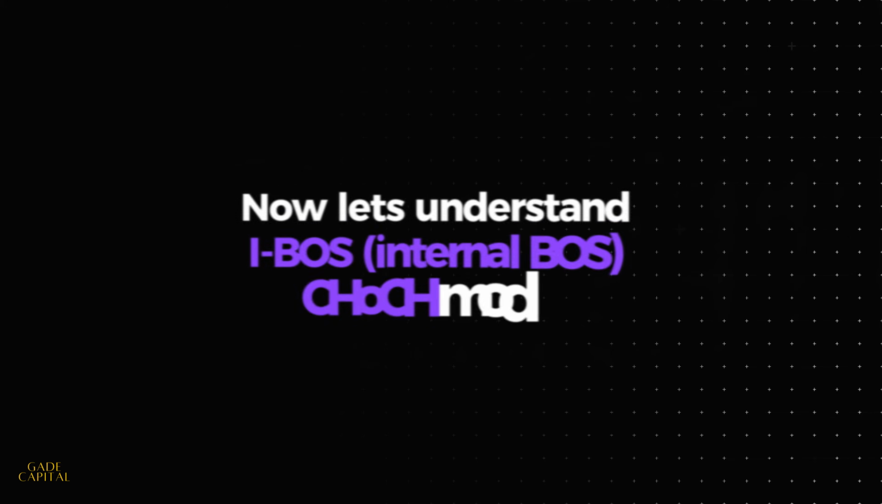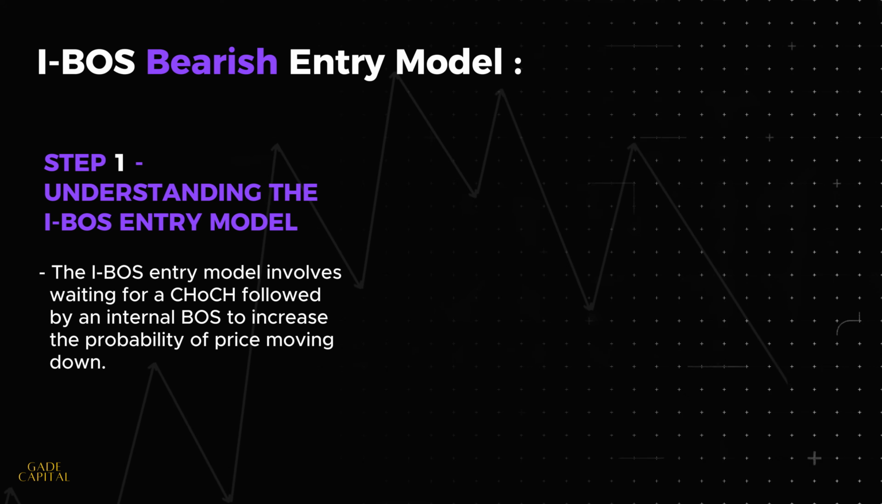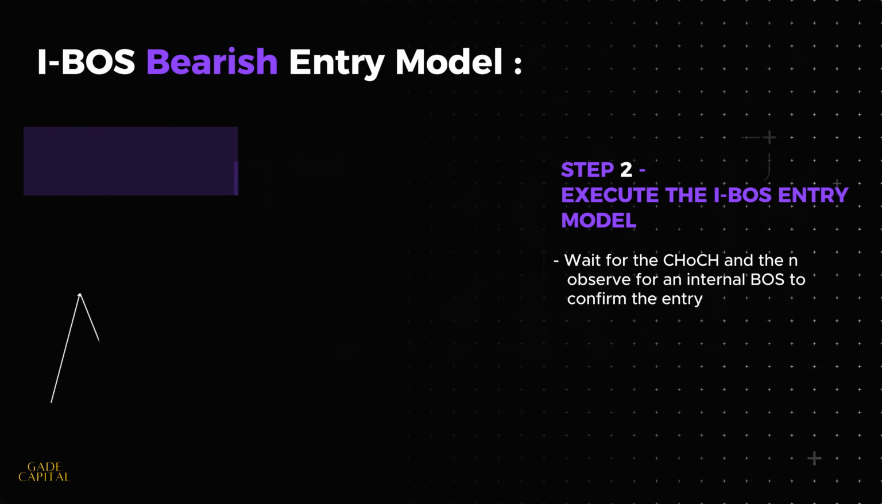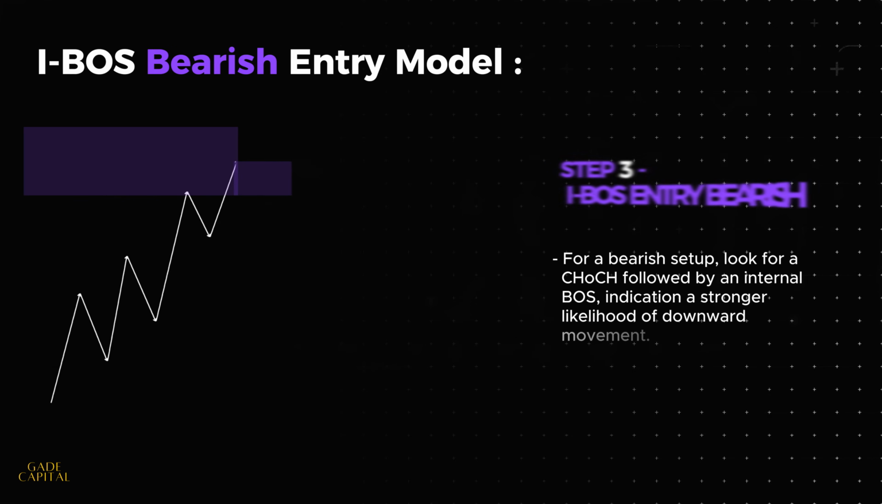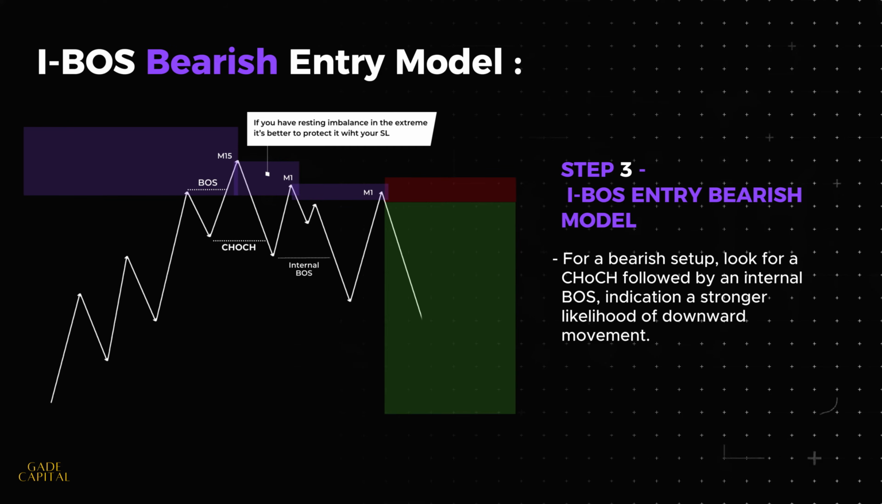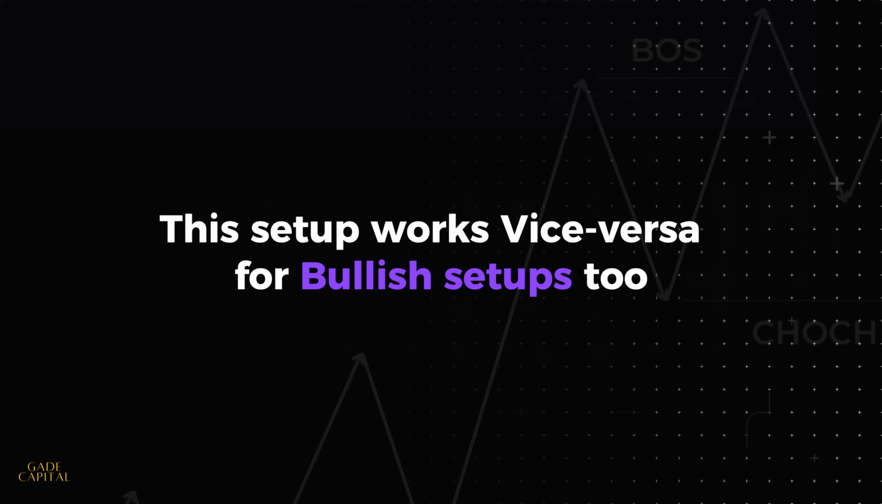Now let's understand the internal BOS Choch model. Once price gives us a change of character, we need to look for a break of structure in that same direction. That increases the probability of price moving to the downside. So in step 2, we will wait for the change of character and then observe for an internal break of structure to confirm the entry. In step 3, we will look for the change of character followed by an internal break of structure, and we will mark our order block or FVG for entry, put our stop loss above that lower high, and target our next lows. And for bullish models, it's exactly the same but vice versa.